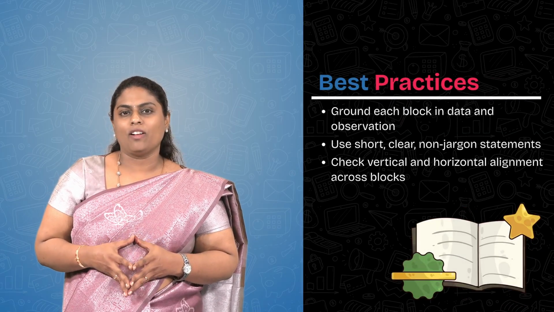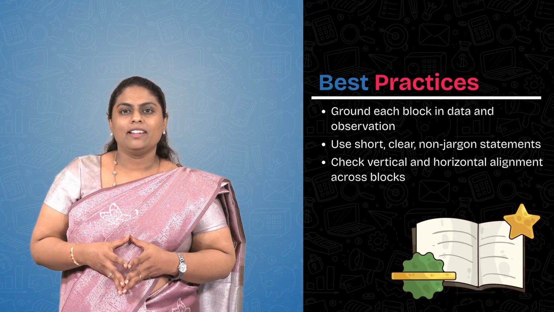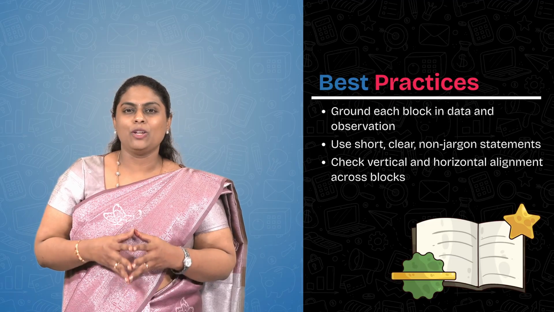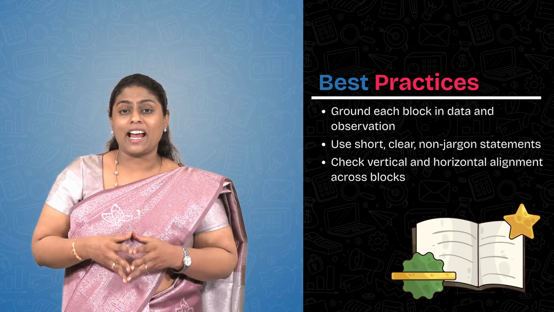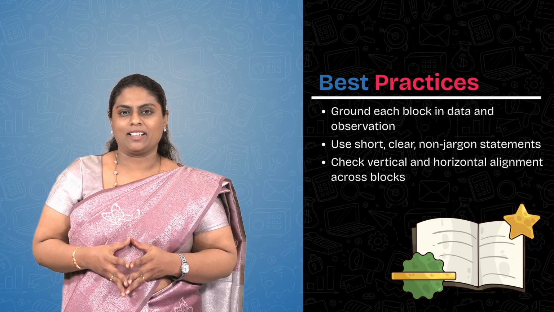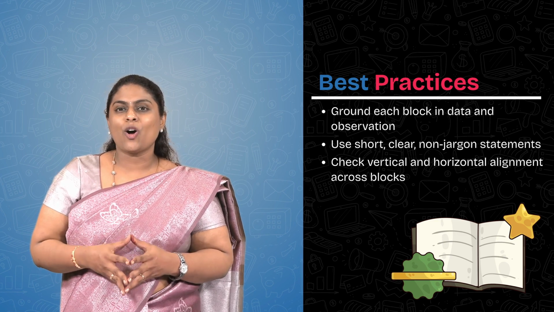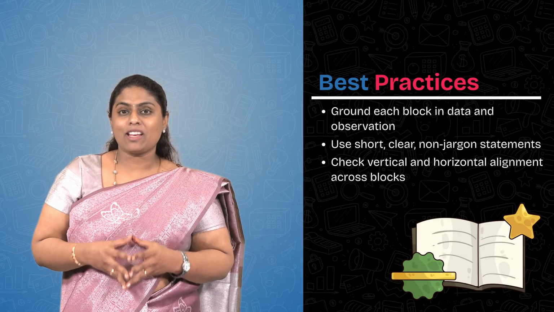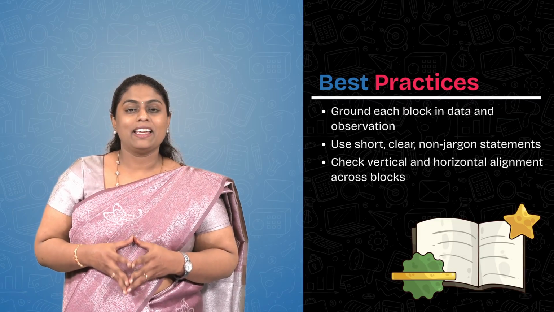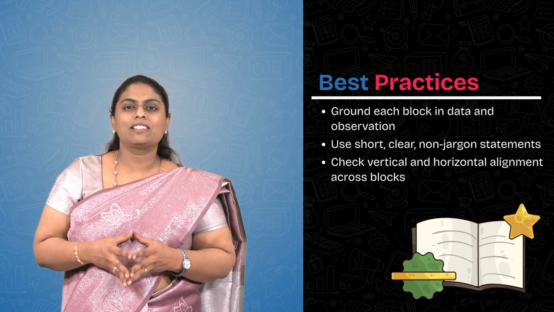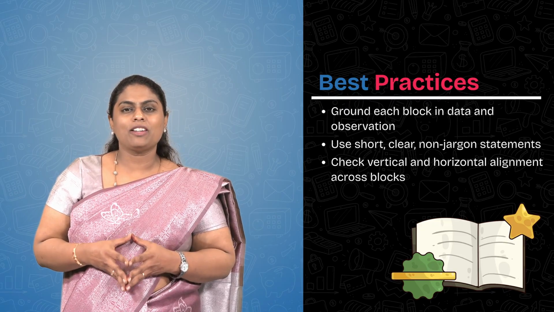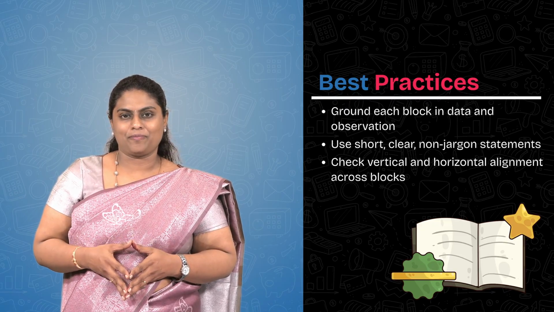Best practice involves grounding each block in data and direct observation wherever possible, using short, clear statements and avoiding unnecessary jargon. Founders should also check vertical and horizontal alignment, asking whether each customer segment is clearly matched with a distinct value proposition, appropriate channel and relationship, revenue logic, and supporting activities and resources.